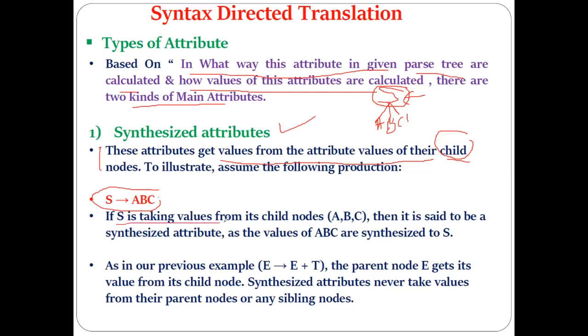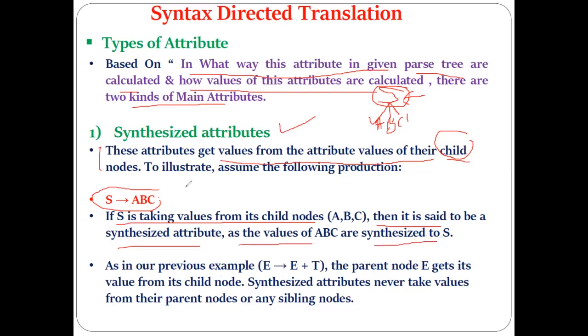If S is taking the value from its child node, what are the child nodes of S? A, B, C. If S is taking the value from its child node, then it is said to be a synthesized attribute. If here S is taking the value from A or B or C, then S is referred to as the synthesized attribute, because A, B, C are the children of S, as the values of A, B, C are synthesized to S.